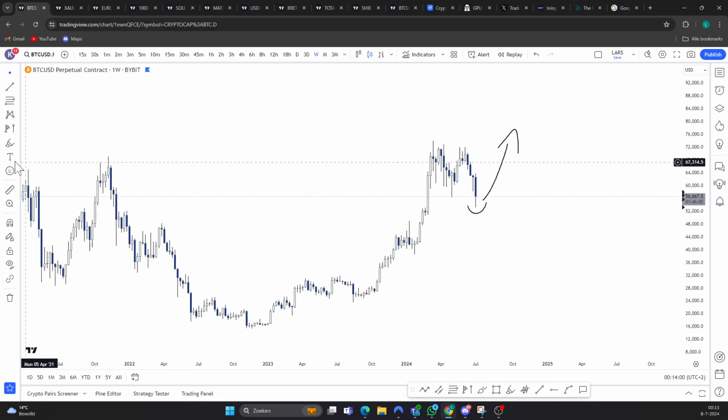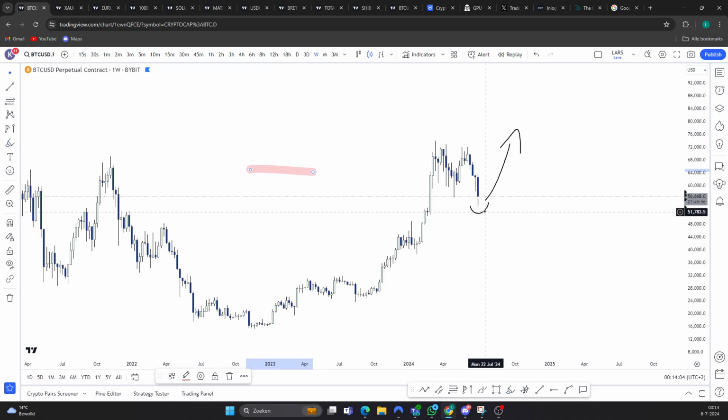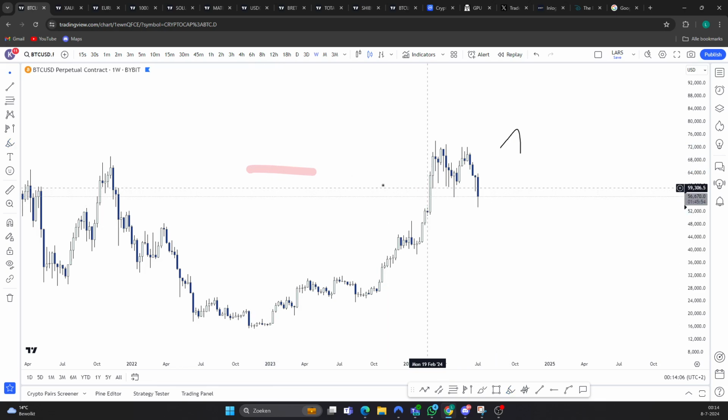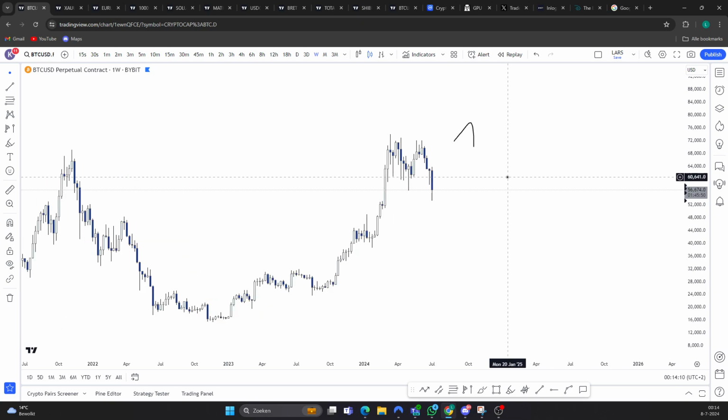Okay, it's not significant. Let me make this another color because I don't like the black one. Yeah, so I want to clear that up. Okay, it's not significant downward structure. We have not broken any structure bearishly on the high time frame.